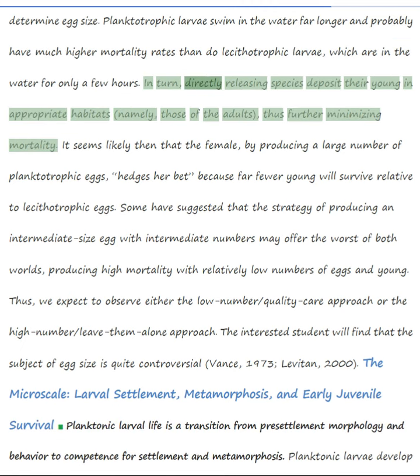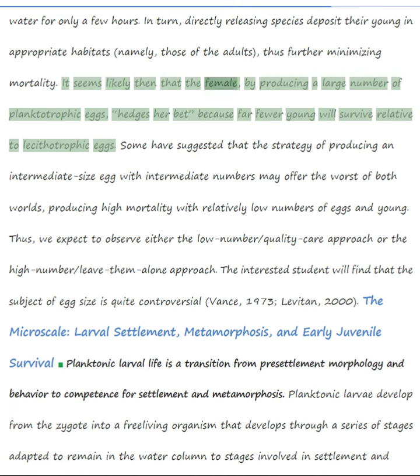In turn, directly releasing species deposit their young in appropriate habitats, thus further minimizing mortality. It seems likely then that the female, by producing a large number of planktotrophic eggs, hedges her bet because far fewer young will survive relative to lecithotrophic eggs.